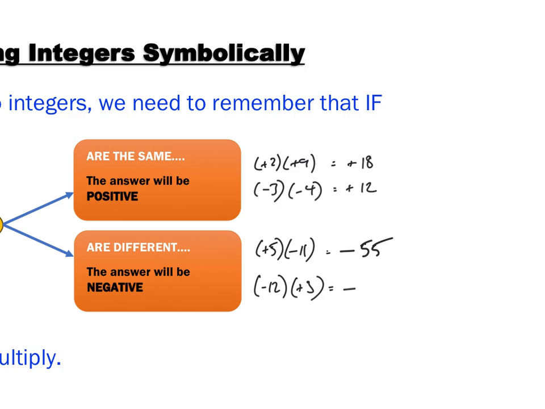And again, signs are different. 12 times 3 is? 36. So when I do these questions, the first thing I ask myself is, is it positive or is it negative? And then I do the multiplication. Okay? If the signs are the same, it's positive. If the signs are different, it's negative. Let's do a couple examples and see how this all shakes out.